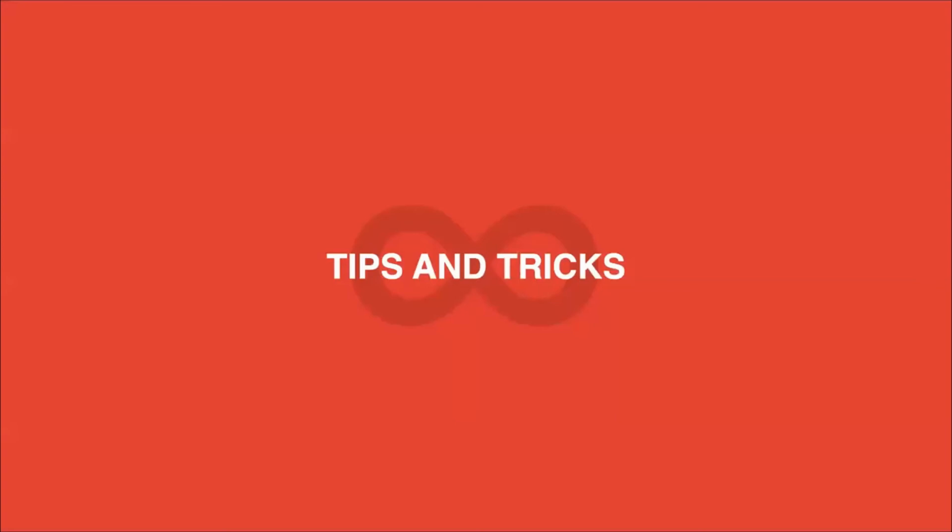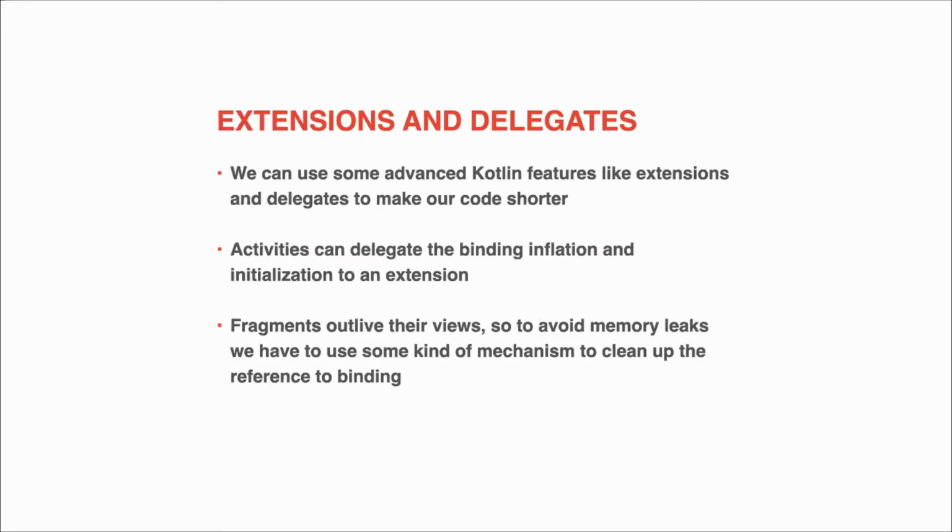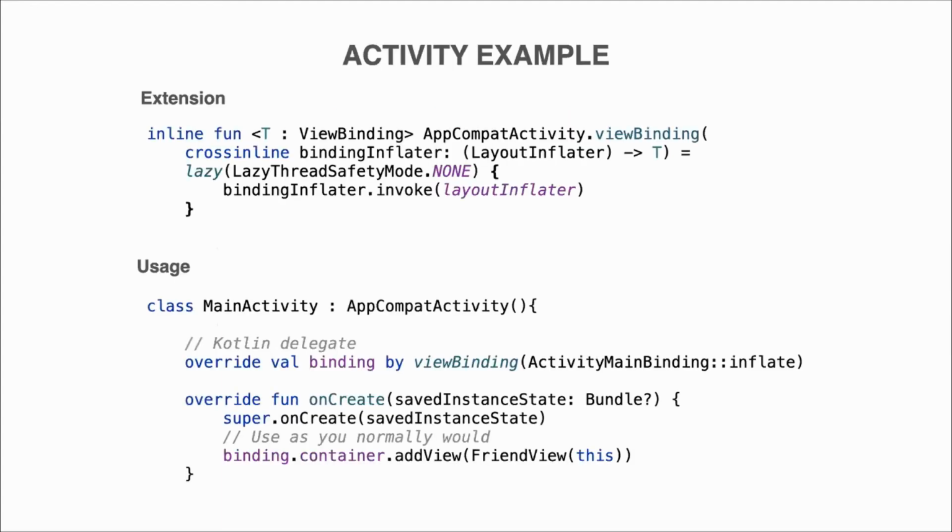Okay, so what can we do better when using view binding? Well, there are a couple of tricks, delegates and extensions circling around the web, that can make your view binding instantiation shorter. I hope you have all heard about extensions in Kotlin and delegates, because that's what we're going to use to make our view binding code simpler. I'm just going to show you some real project code.